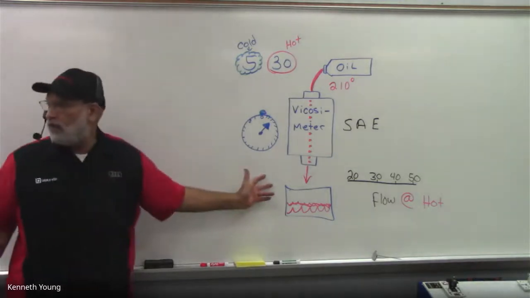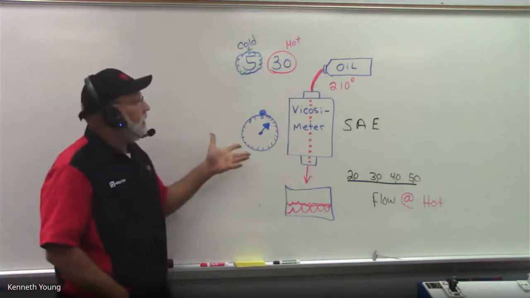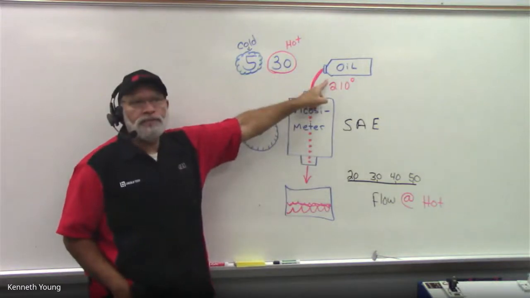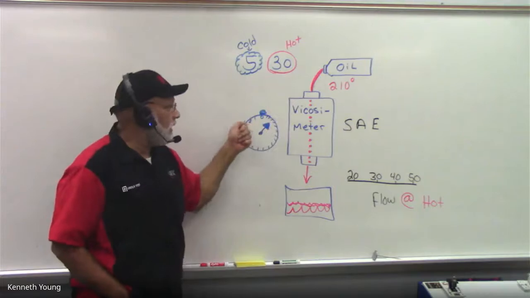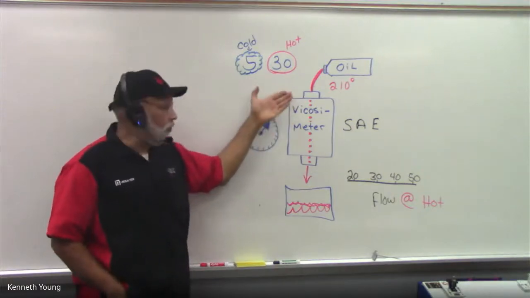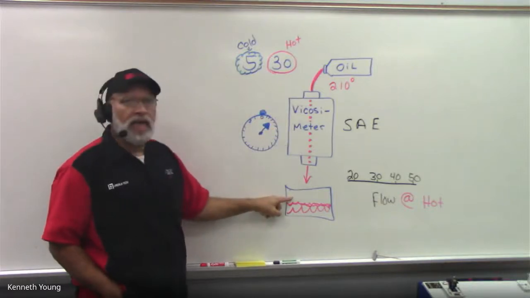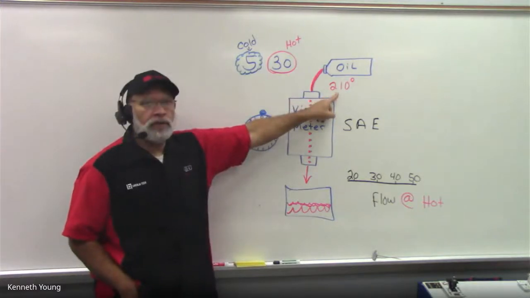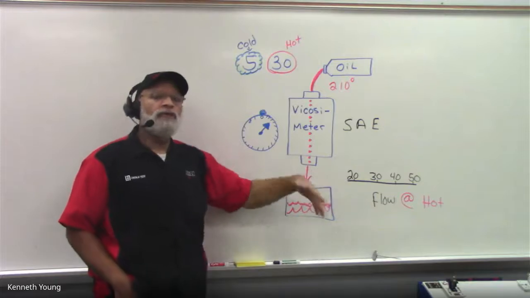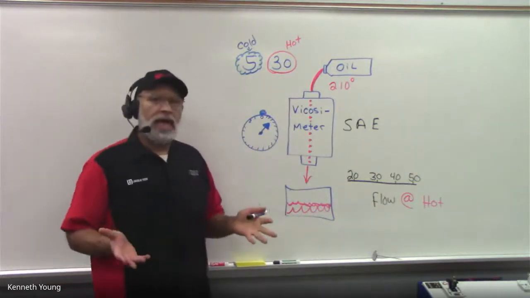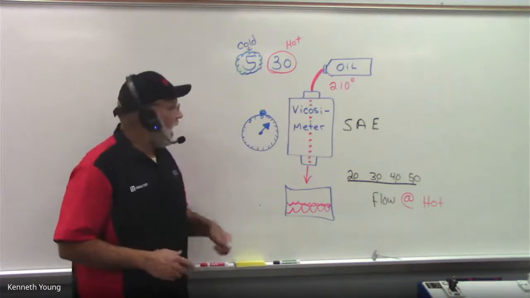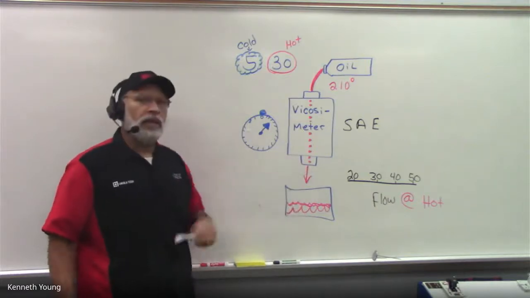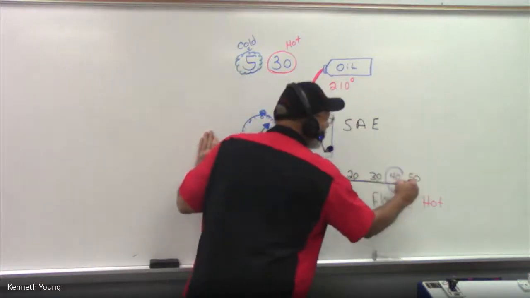So I've got my little viscous meter here. And in my viscous meter, Society of Automotive Engineers, we're going to pour a quart of oil. And when we pour a quart of oil, we're going to time it. And as we time that oil, it goes through the meter. And then we calculate how quickly it flows at 210 degrees. And then we give that a number. So our first test in my example here is a hot test. So this is for summer grading. And depending on how many liters or milliliters have flowed out of this thing, we now calculate a number.